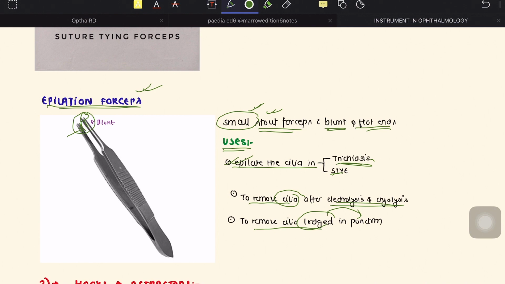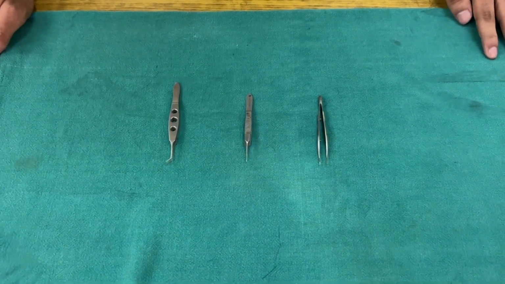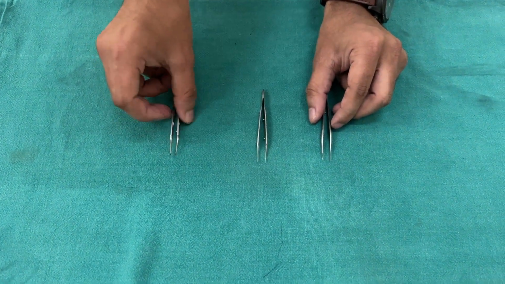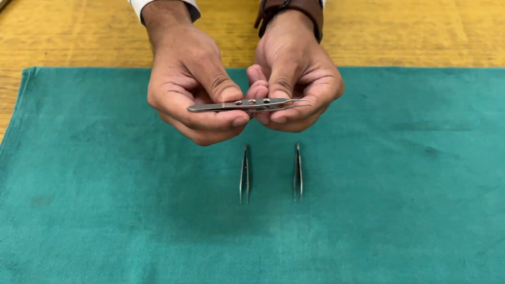So these are our different types of forceps that are used in the ophthalmology department. We can see these are 3 different types of forceps, and one of them, as you can see in this diagram, is our Kellman-McPherson forceps.